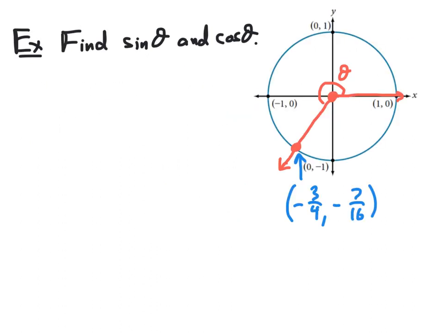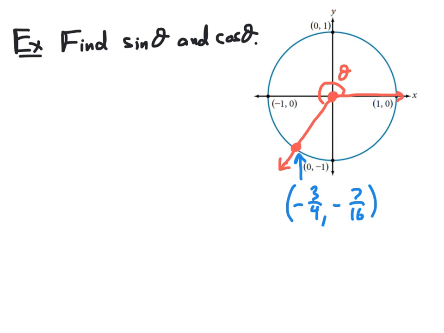So suppose for an example, we were given the angle theta in the picture here on the right, and notice that this angle is not only not acute, but it is actually bigger than 180 degrees. It's bigger than a half rotation. All we know about this angle is that the terminal side will intersect the unit circle at the point (-3/4, -7/16). And so we'd like to find the sine and cosine of this angle.